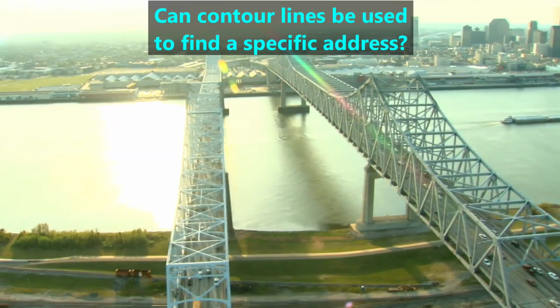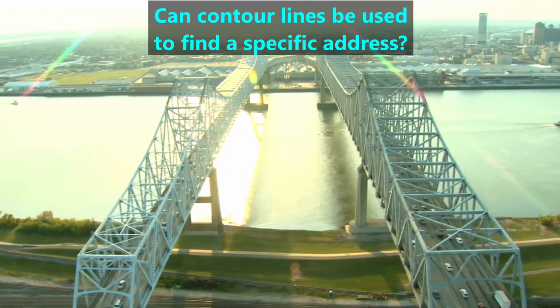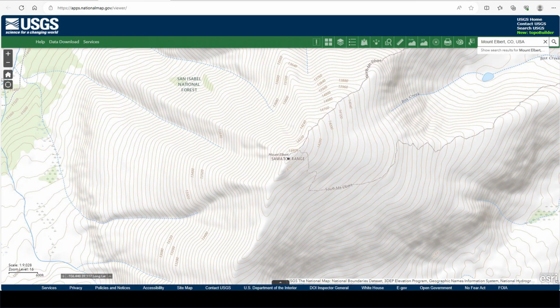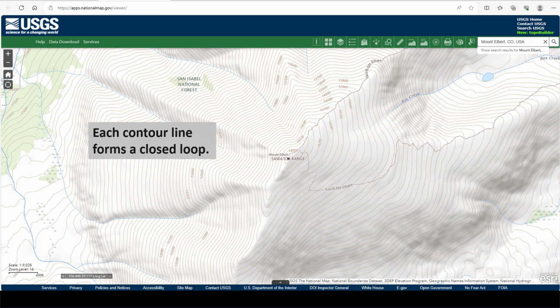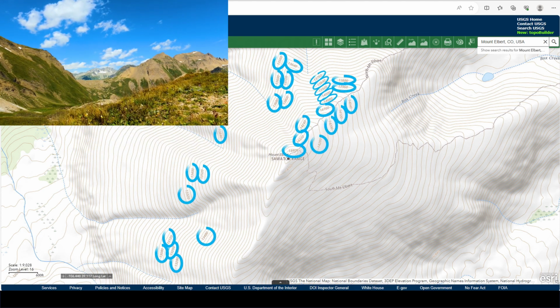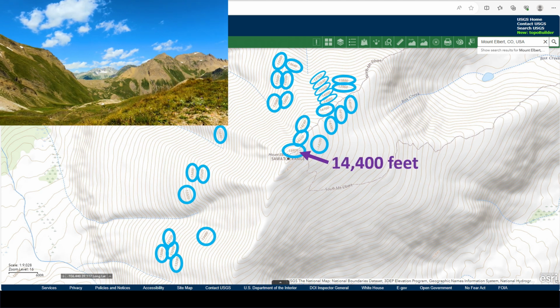Can contour lines be used to find a specific address? No. Contour lines are not designed to help us find a specific address, because all contour lines form loops. So if we follow them, we just go in a loop. But contour lines can be helpful if we want to know where a specific land feature is. For example, if we want to find the tallest peak in a mountain range, contour lines would help us.